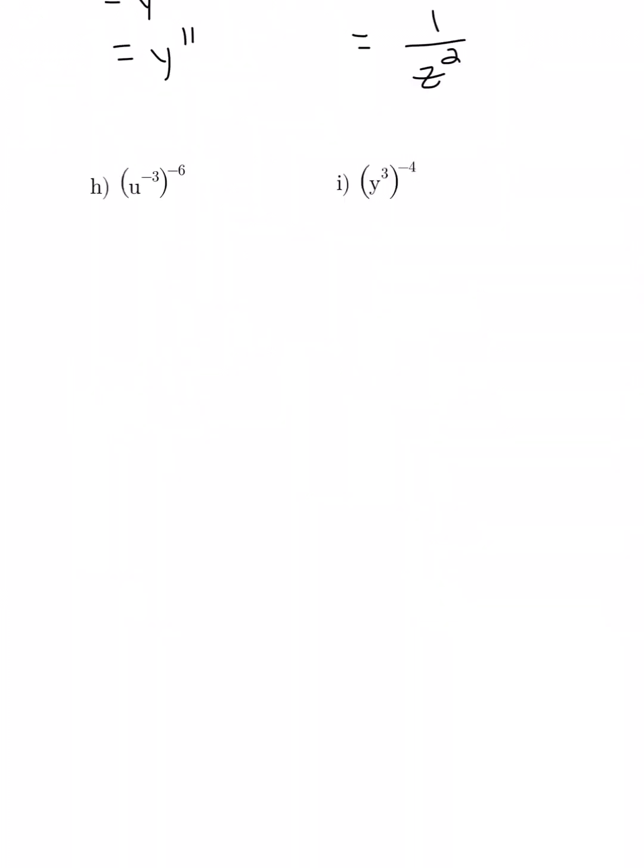Examples H and I are both using the power to a power rule. If you have an item being raised to a power, and then that item's also being raised to a power, the rule is that you multiply those powers. So on H, where we have u to the negative 3 being raised to the negative 6, this equals u to the negative 3 times negative 6. Well, that becomes u to the positive 18.